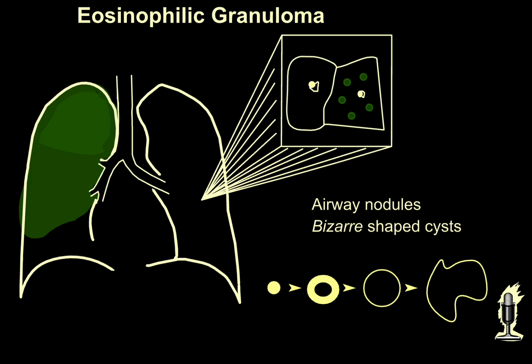Similar to sarcoid, EG favors the mid to upper lung zones. Instead of lymphatic nodules, the nodules in EG are related to airways and spare the periphery of the lung. The natural history is the progression from nodules to thin-walled cysts, which in turn coalesce into bizarre shapes.